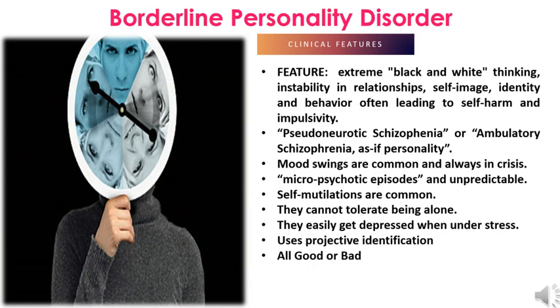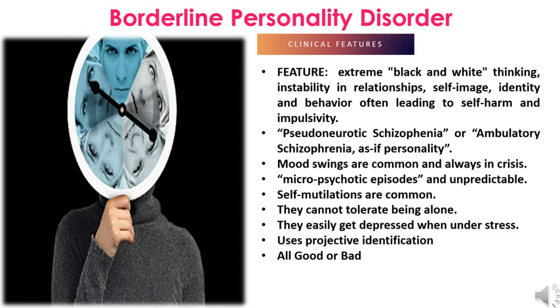Borderline personality disorder. The main features of borderline personality disorder are extreme black and white thinking, and instability in relationships, self-image, identity and behavior, often leading to self-harm and impulsivity. Patients with borderline personality disorder stand on the border between neurosis and psychosis, and they are characterized by extraordinarily unstable affect, mood, behavior, object relations, and self-image.